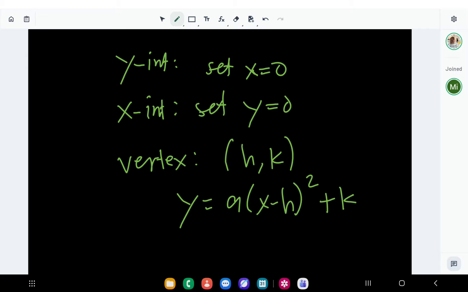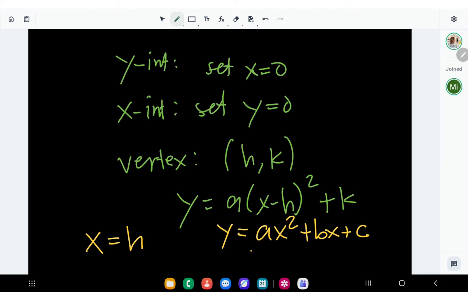You should remember that. Anyway, we've already answered everything. And axis of symmetry, remember, if you're given the equation or you're given the vertex, the axis of symmetry is equal to the x coordinate of the vertex. And if you're given the standard form of the equation, like y equals ax squared plus bx plus c, your axis of symmetry is x equals negative b over 2a.